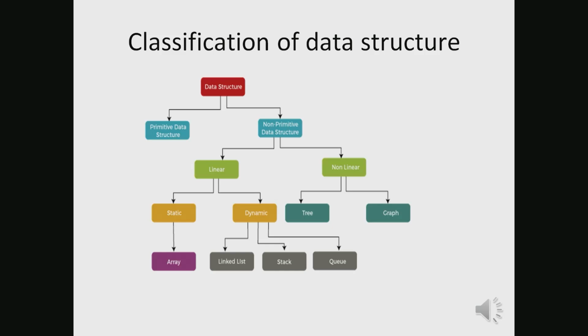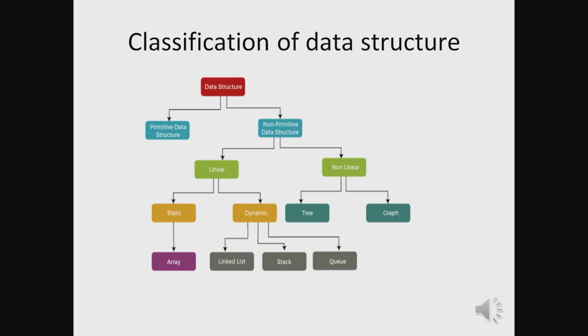Under linear data structure, there are two types, that is static and dynamic data structure. Static data structure has a fixed size and is allocated in memory during compile time, while dynamic data structure can grow and shrink in size during runtime. In static, an example is the array data structure. Under the dynamic data structure, we have linked list, stack, queue. Now, we'll go and see the types of linear data structure one by one.